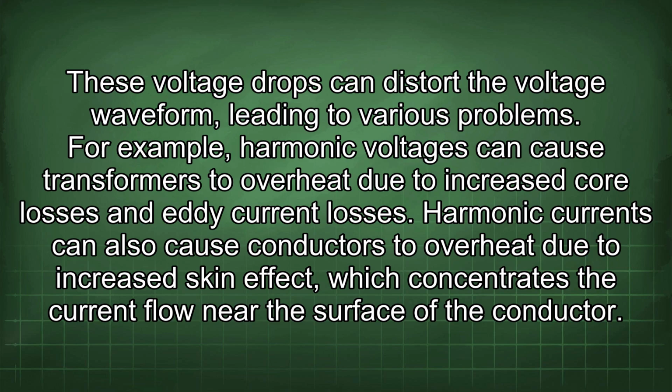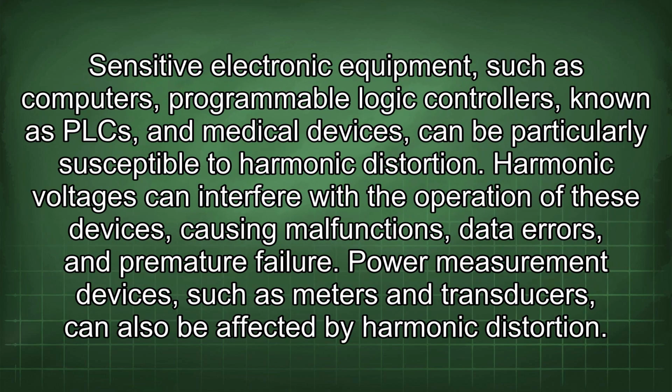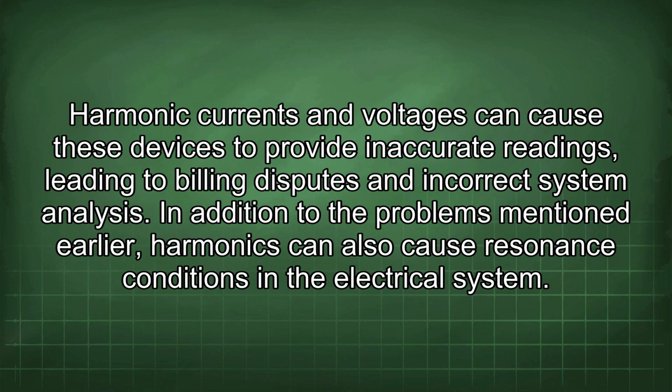Sensitive electronic equipment, such as computers, programmable logic controllers, known as PLC, and medical devices, can be particularly susceptible to harmonic distortion. Harmonic voltages can interfere with the operation of these devices, causing malfunctions, data errors, and premature failure. Power measurement devices, such as meters and transducers, can also be affected by harmonic distortion. Harmonic currents and voltages can cause these devices to provide inaccurate readings, leading to billing disputes and incorrect system analysis.